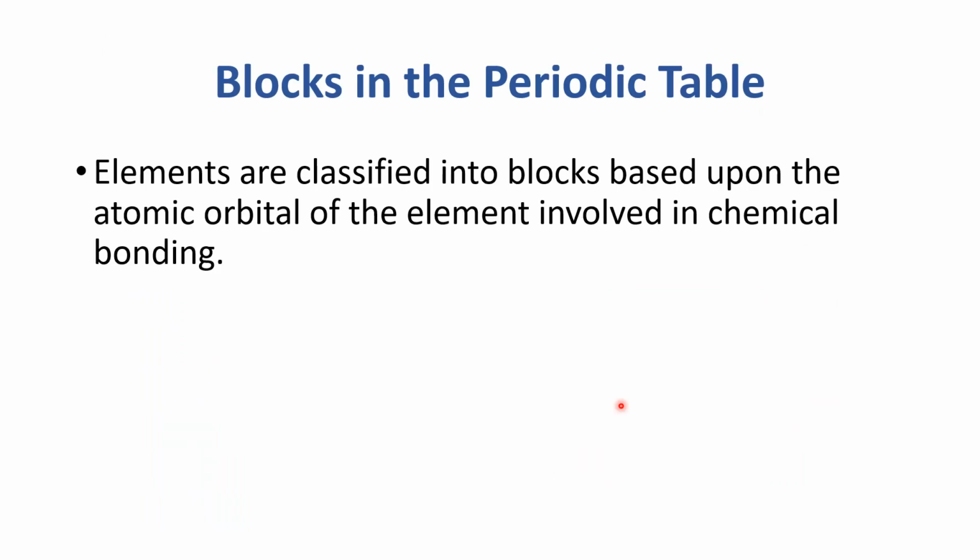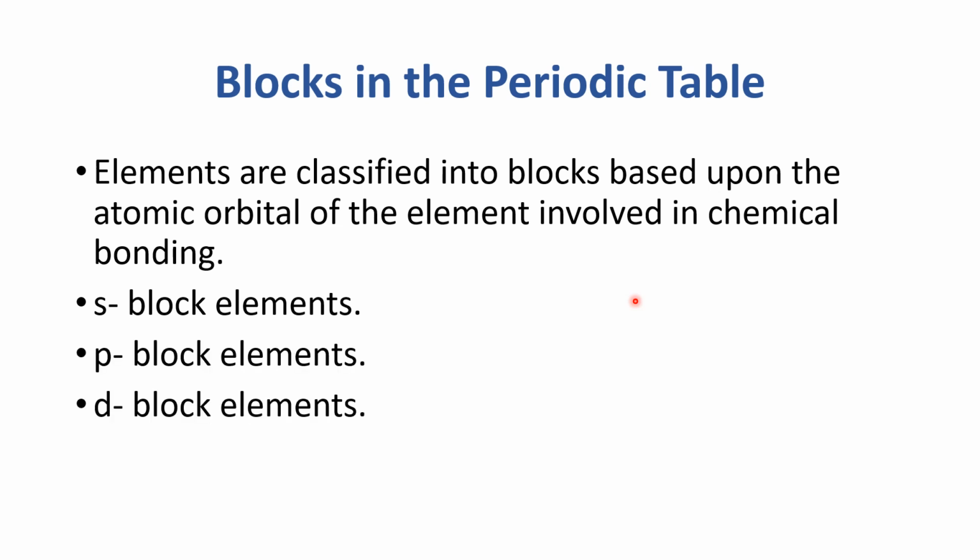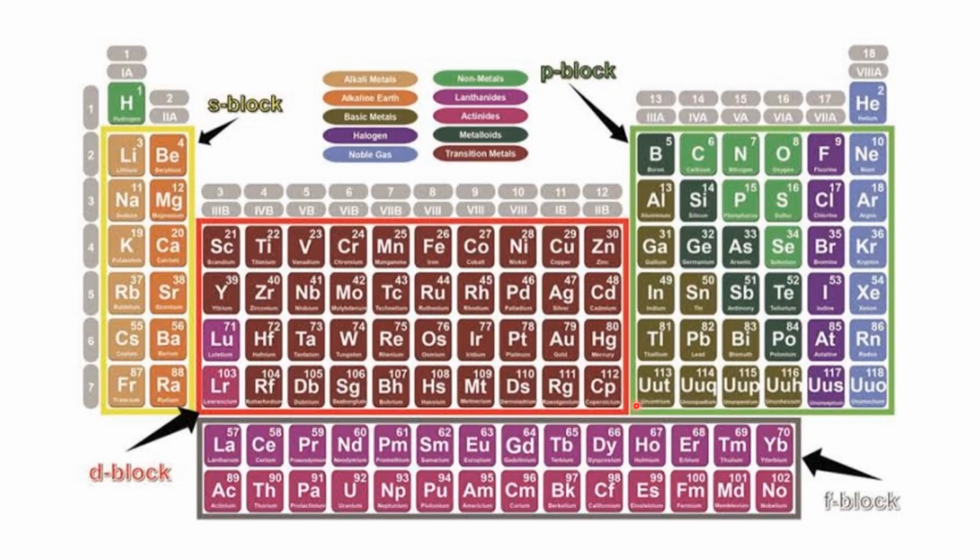Next are the blocks in the periodic table. Elements are classified into blocks based upon the atomic orbital of the element involved in chemical bonding. These are S block elements, P block elements, D block elements, and F block elements. So in this diagram, you can see we have 4 blocks. These are S block elements, these are P block elements, these are D block elements, and these are F block elements.